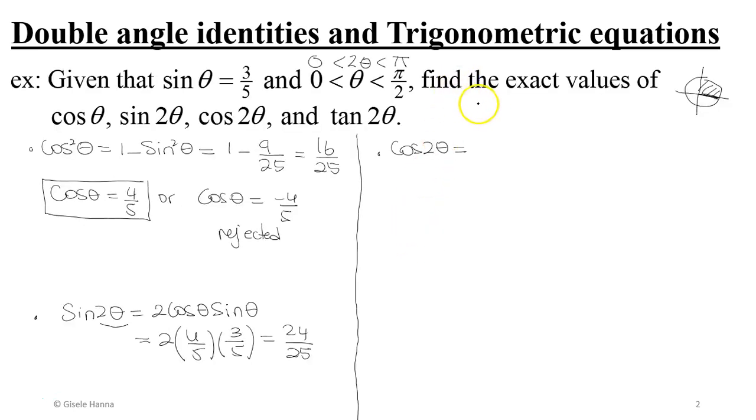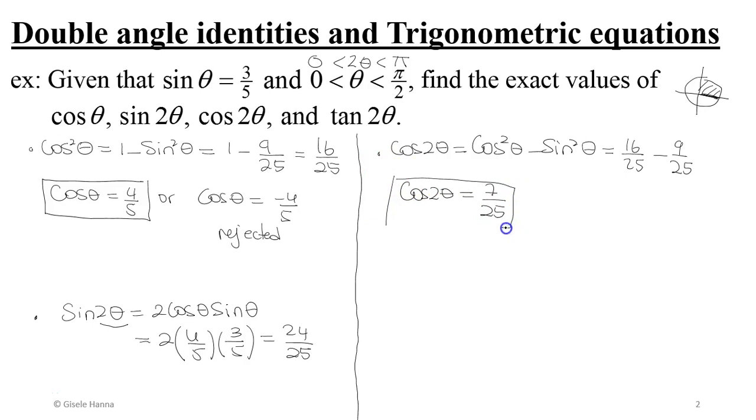So over here, if we were to use cosine squared minus sine squared, that would leave me with 16 over 25 minus sine squared, which is 9 over 25, which is 7 out of 25. So this is cosine of 2 theta.